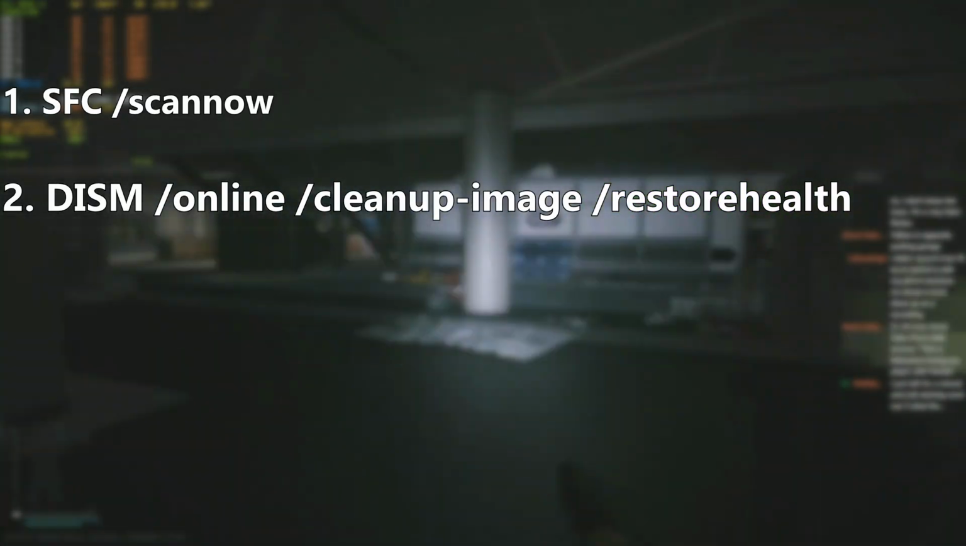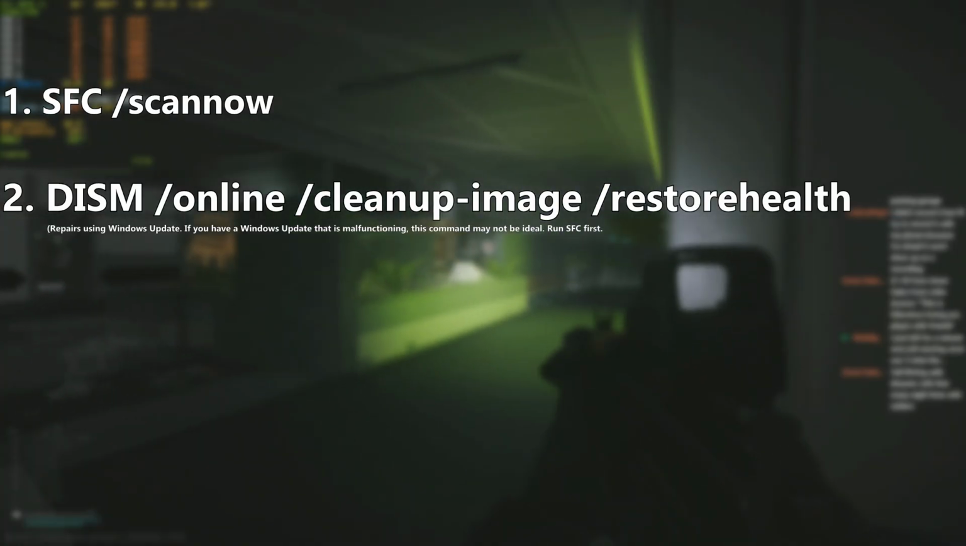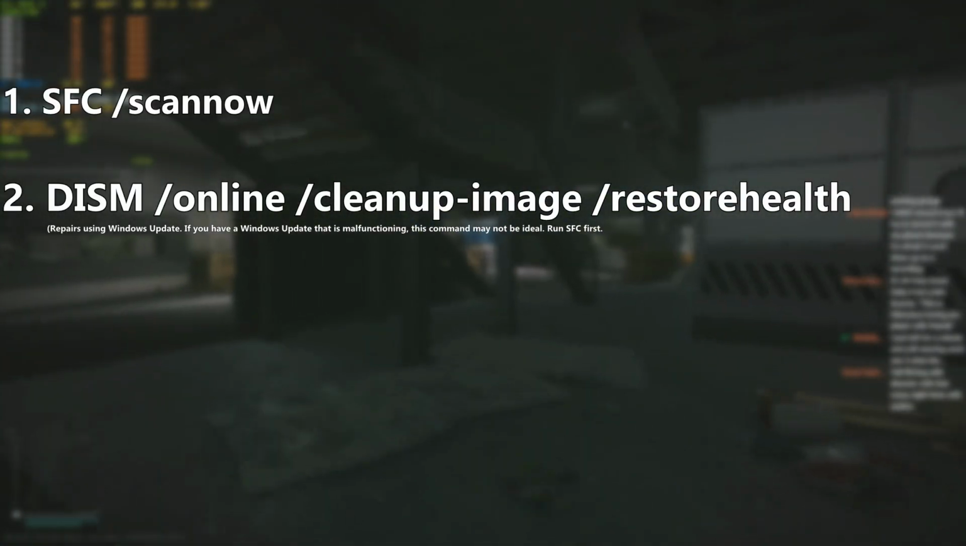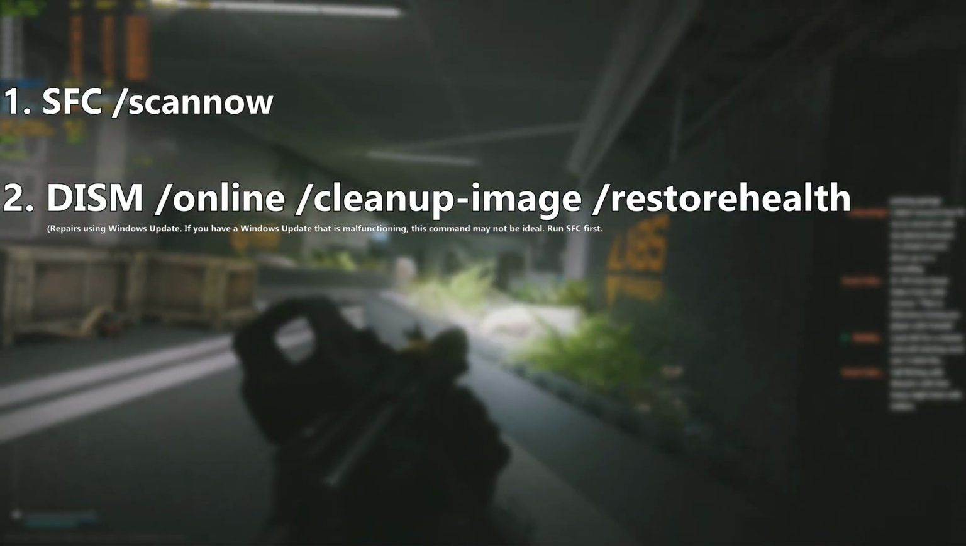whereas dism uses the Windows updater. So if you've disabled the Windows update for any given reason, that command may not work properly. If you're having issues, run those commands and then you're good to go. Let's get to the next part though.